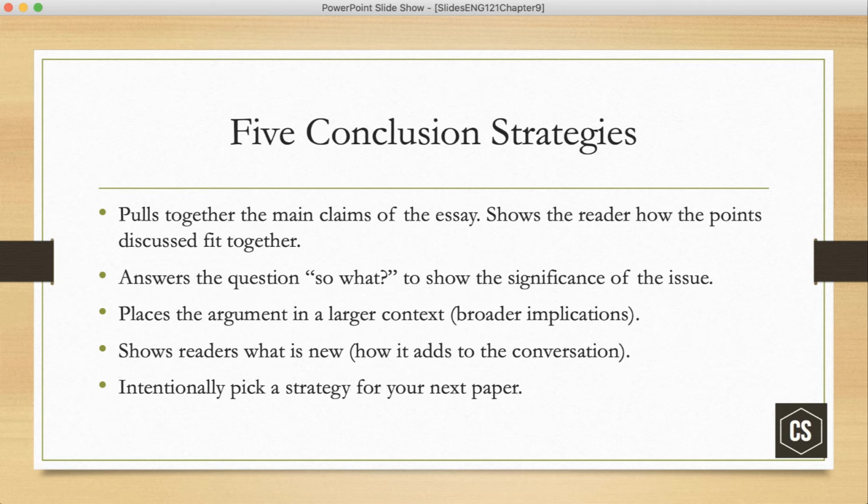Intentionally pick one of these strategies for your next paper so that I can see that you've internalized and you understand what these concepts are. When you do this in both the introduction and the conclusion, when you do this for other classes, you are demonstrating your skills in a way that will impress your instructors and earn you a better grade in other classes.